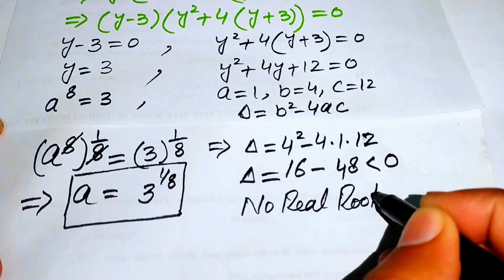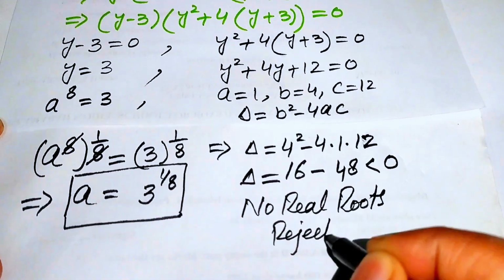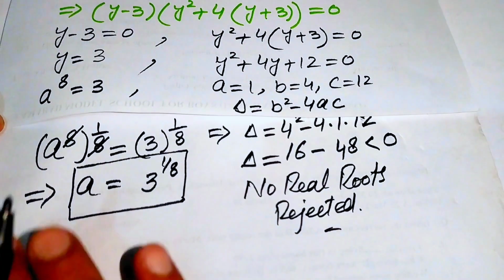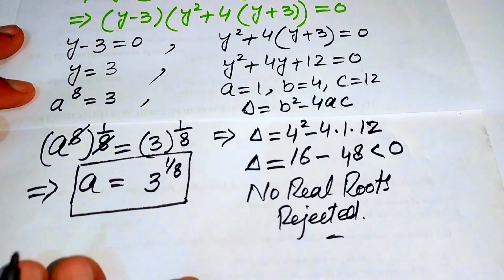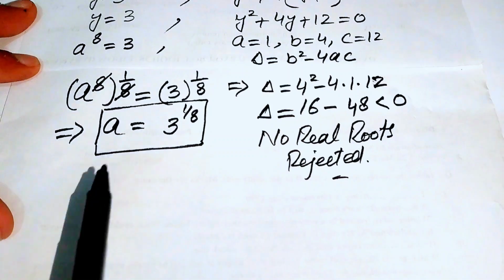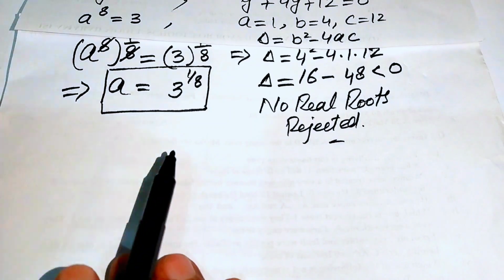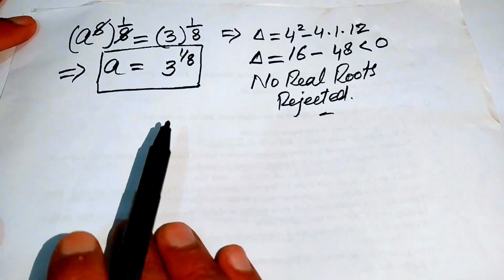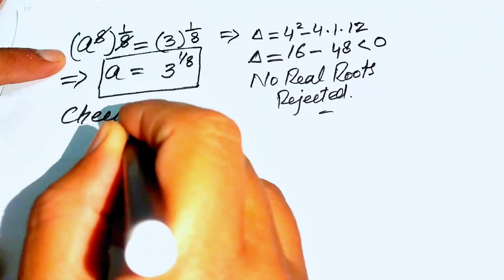So if this quadratic equation has no real root, we will reject this case, because in this question we need only real solutions. So here we have just one solution of this equation, and this is a equals 3 to the power of 1 over 8. So in the next step we will check this solution. Does this solution satisfy our given question statement or not?